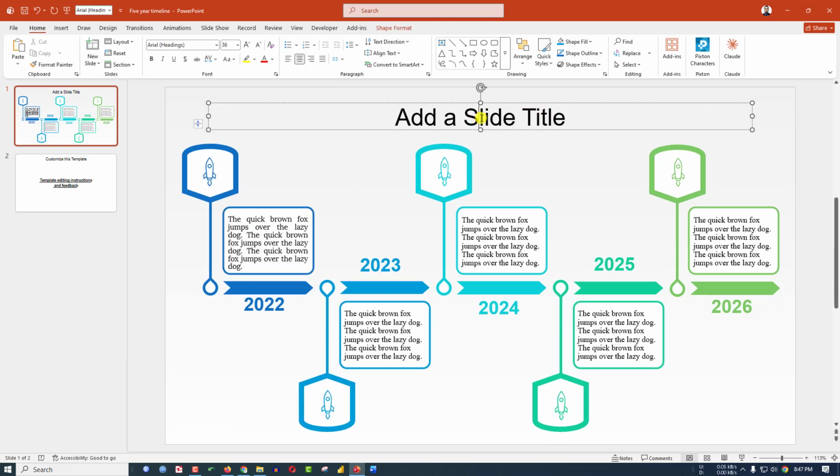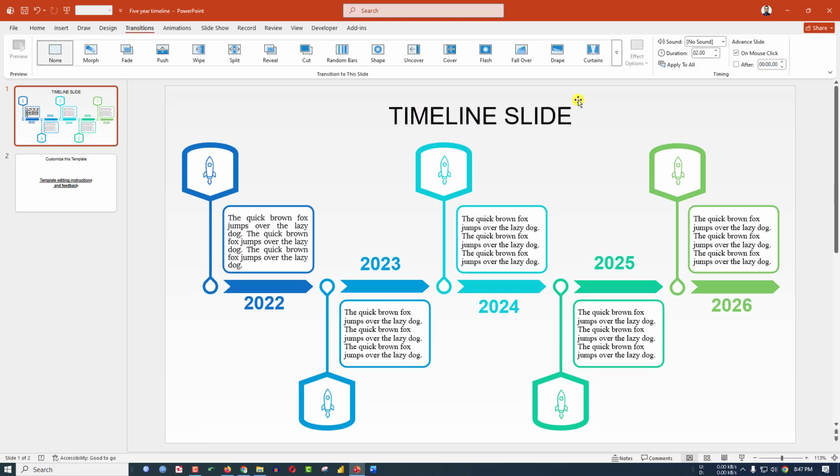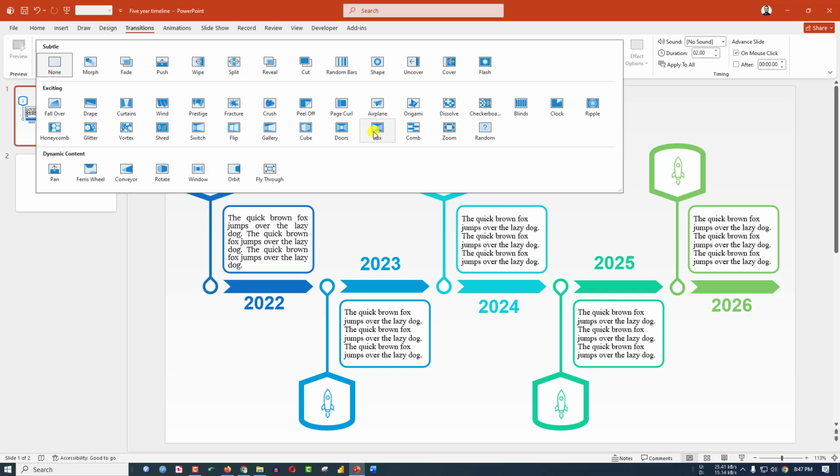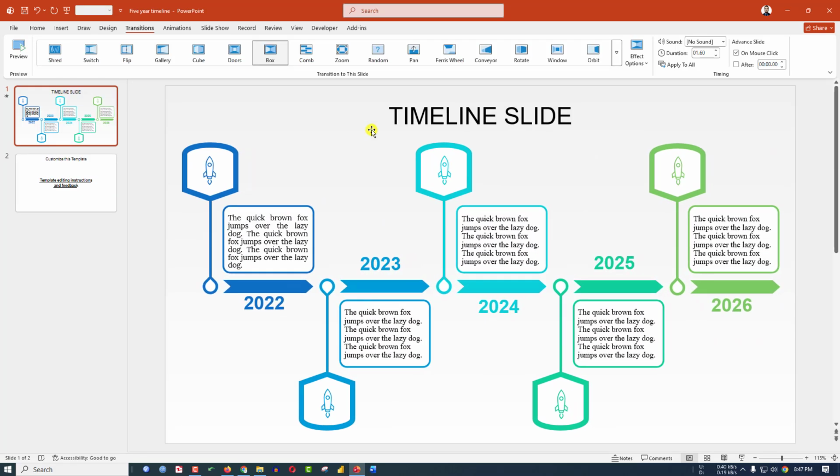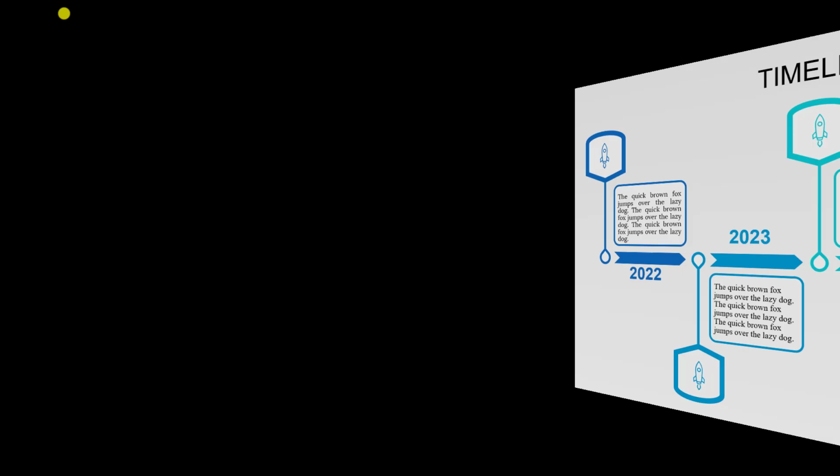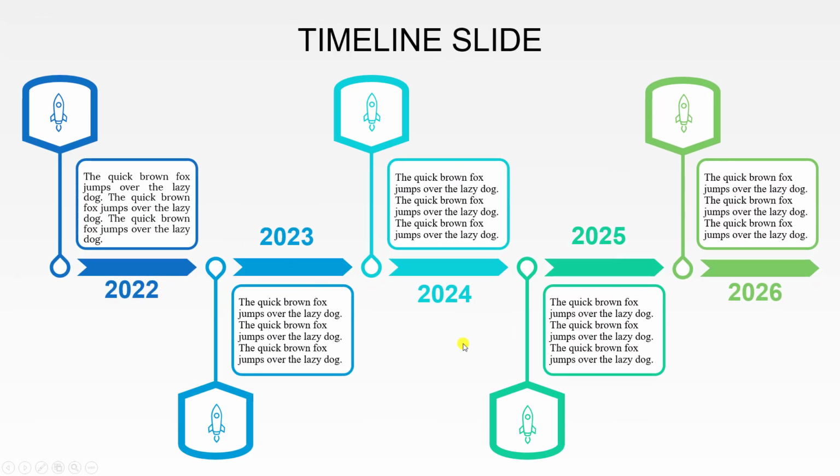Now click on the title slide and let us write here timeline slide. Go to transition and let us apply box transition. And let us watch the slideshow, and here you will see this is looking very beautiful.